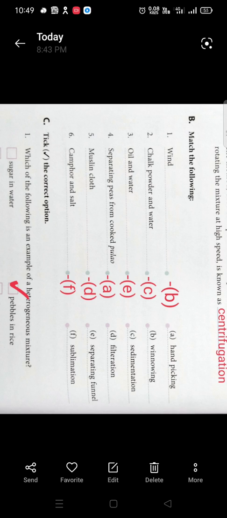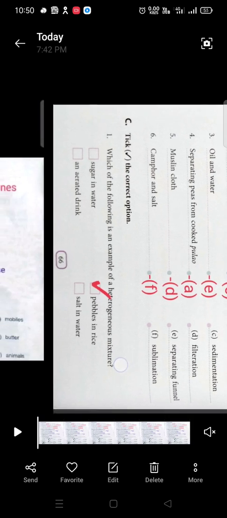Wind is matched with winnowing. Chalk powder and water is matched with sedimentation. Oil and water is matched with separating funnel. Separating peas from cooked flour: hand picking. Muslin cloth: filtration. Camphor and salt: sublimation. Now tick the correct option.